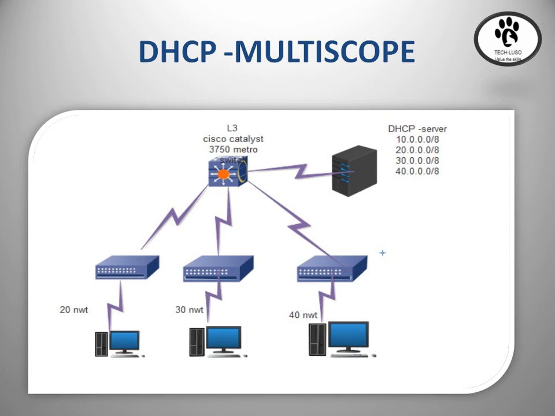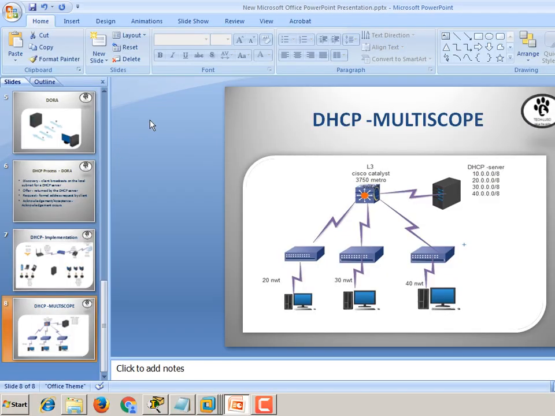So after dividing the networks, for each and every network we cannot implement a separate DHCP. So today we are going to check a single DHCP server with a manageable L3 switch, how we are going to provide the IP address for each and every network. If you have basic CCNA knowledge, it will be useful for you.